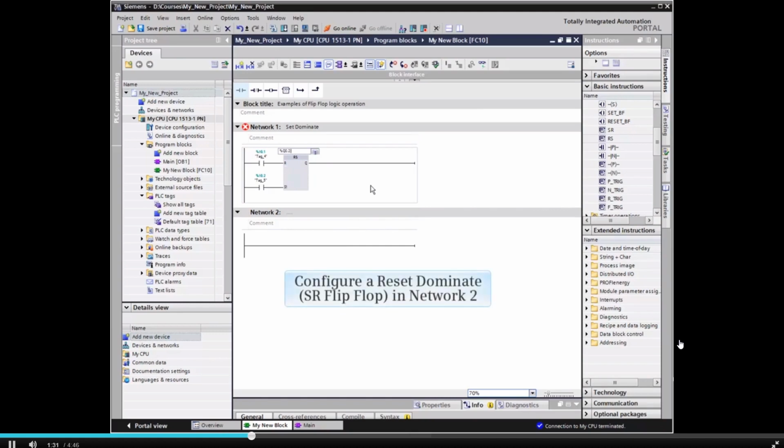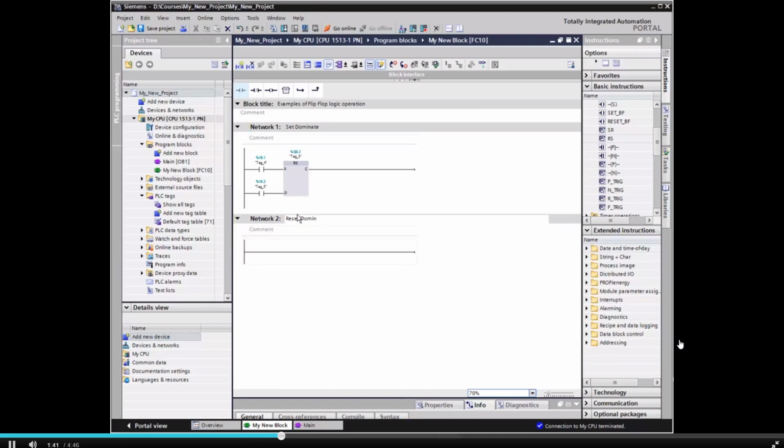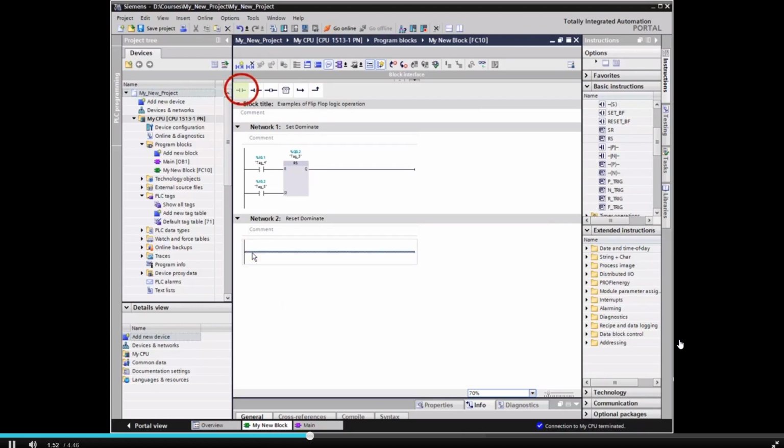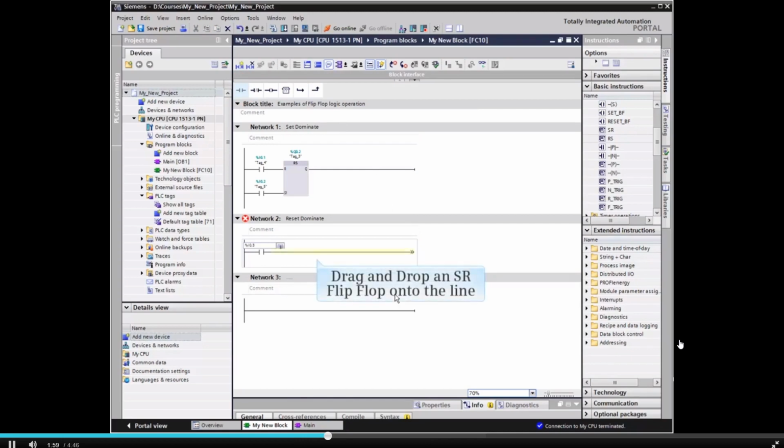The second type of flip-flop available is a reset dominant, or SR flip-flop. We will configure an SR flip-flop in Network 2. With the SR configuration, the first element will be for the set input to the flip-flop. This time we will drag and drop an SR flip-flop onto the line.